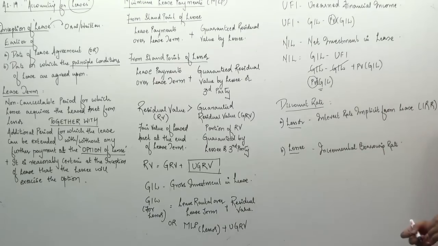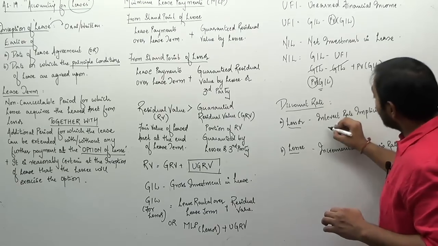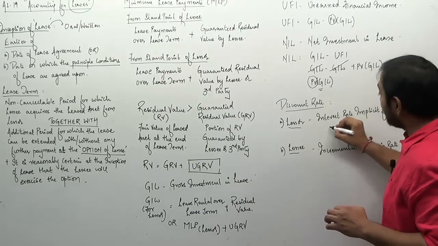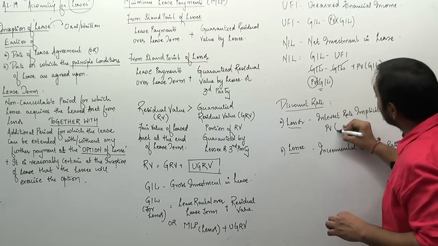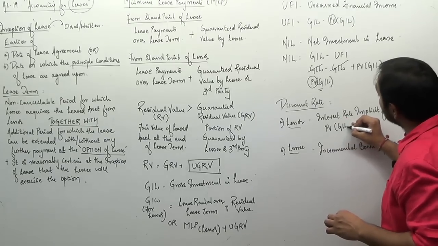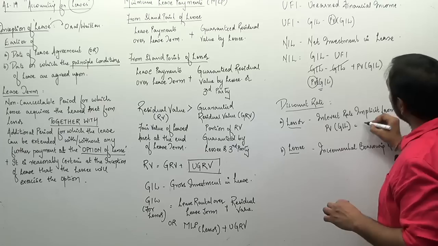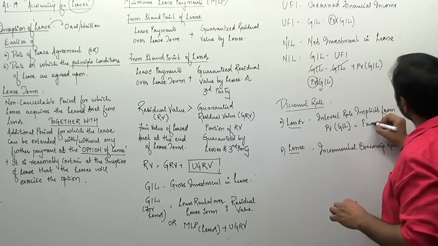How do you get this interest rate implicit from lease? Interest rate implicit from lease can be given this way. It is the discount rate at which the present value of gross investment in lease is equal to the fair value of the leased asset.